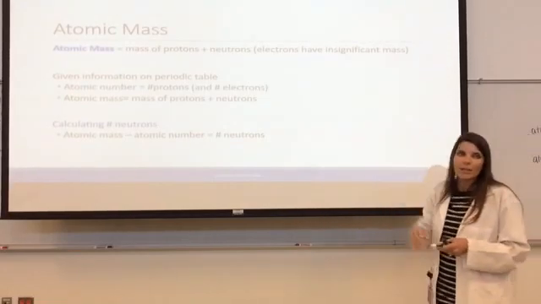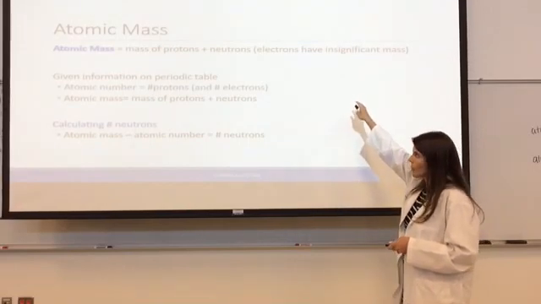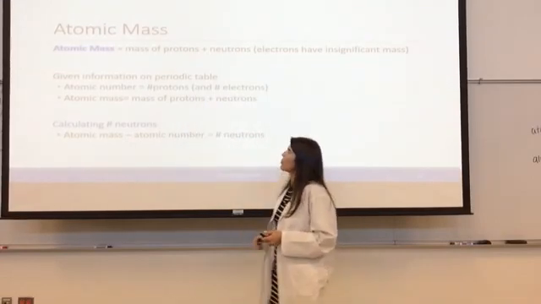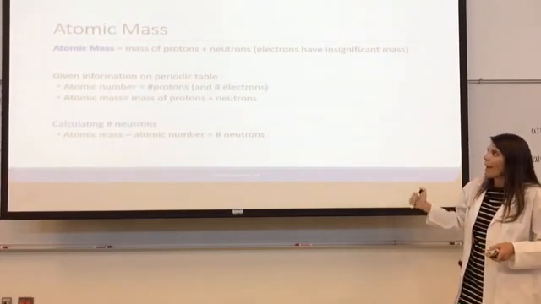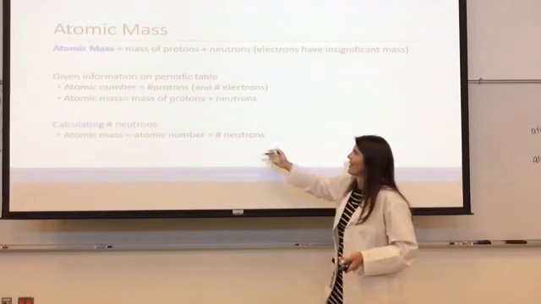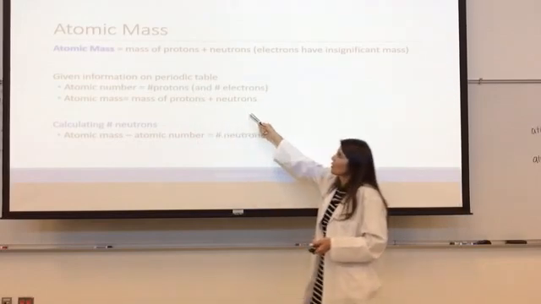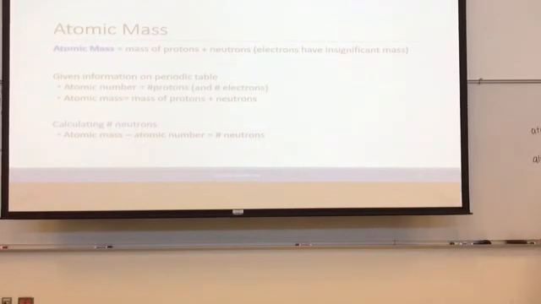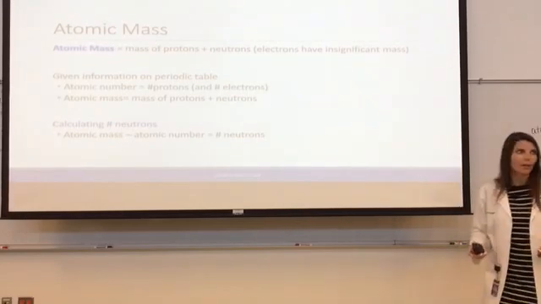The atomic mass is the number of protons plus the number of neutrons. Using the information on a periodic table, the atomic number gives you the number of protons. We know that the number of protons is equal to the number of electrons. The atomic mass is the mass of protons plus the neutrons. And when you're calculating the number of neutrons, all you have to do is take the atomic mass and subtract the number of protons, and it gives you neutrons. Is there anyone who's confused here or needs clarification?